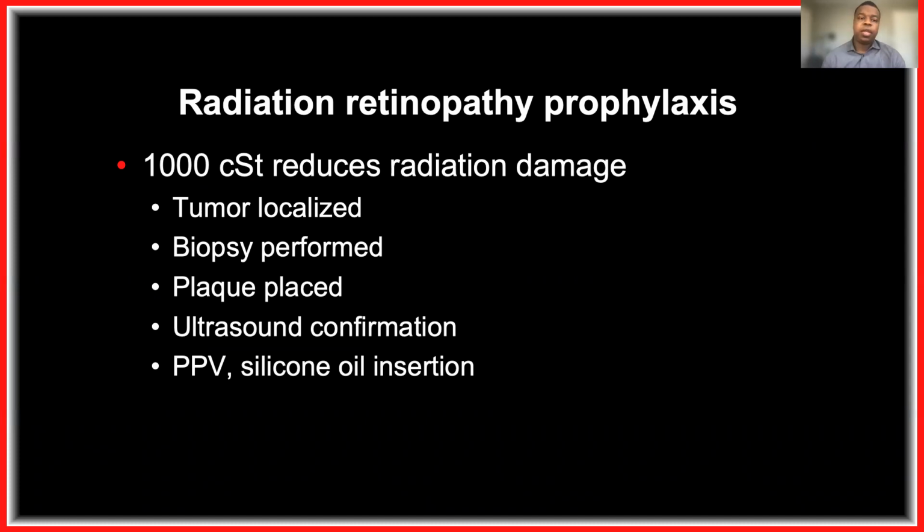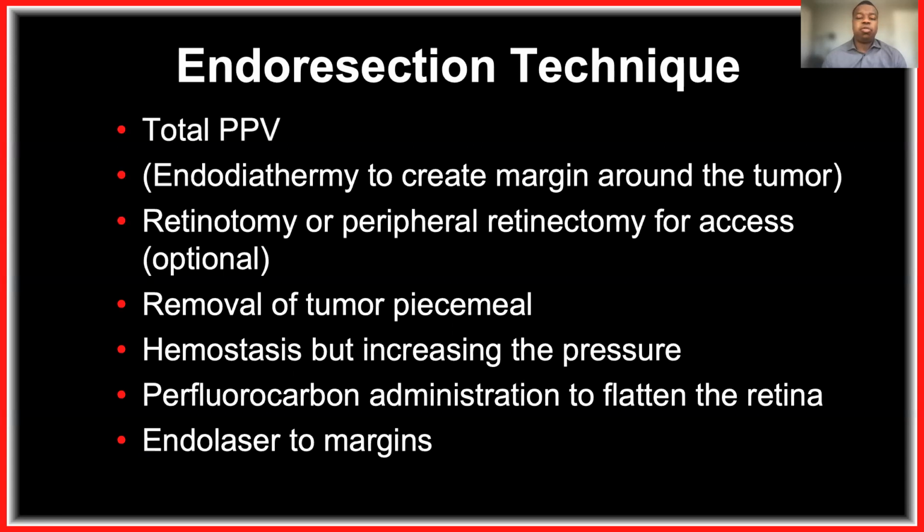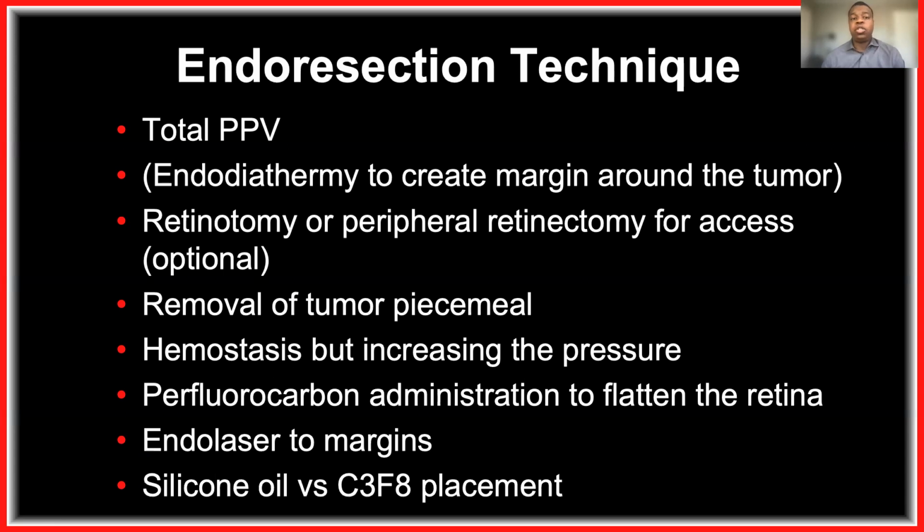This is also, simultaneously, if there's an exudative retinal detachment that's present, that will be fixed at the same time. Now, from an endoresection standpoint, there are a number of steps in this technique. This is something that is somewhat controversial, at least in the US, because of the concern for dissemination of tumor seeding. At least in the US, it is primarily used in patients that have already been treated with radiation and who have large tumors, and there's a concern for significant radiation retinopathy to develop.